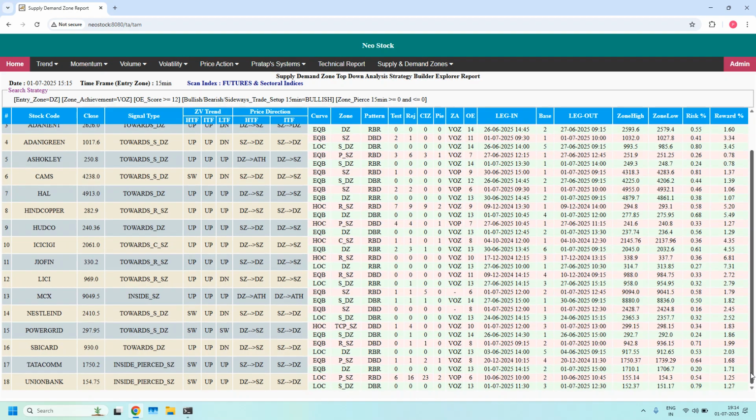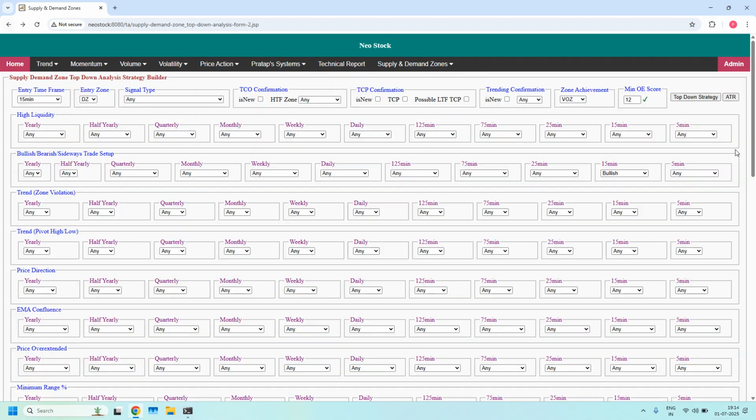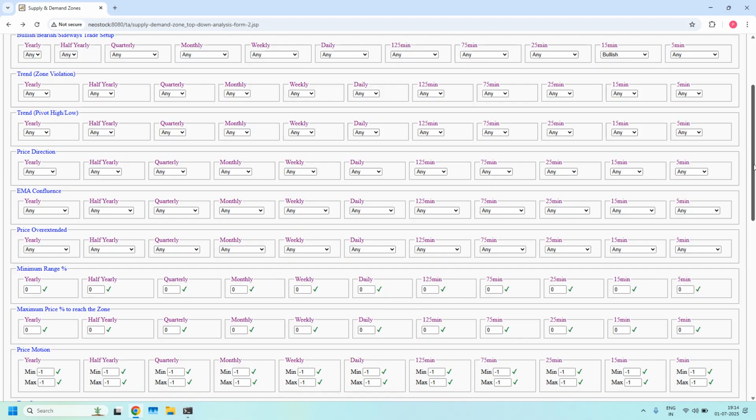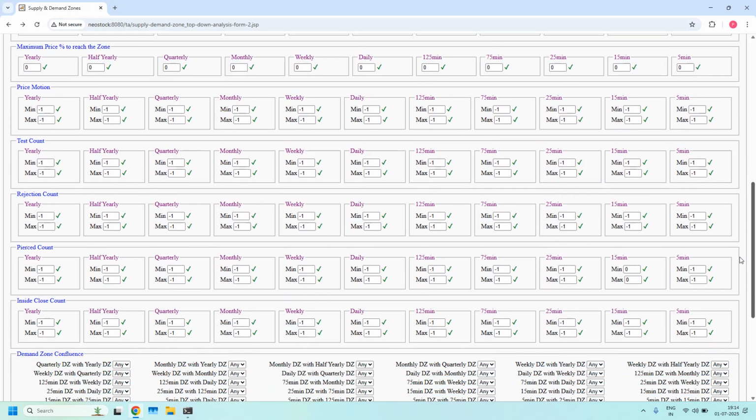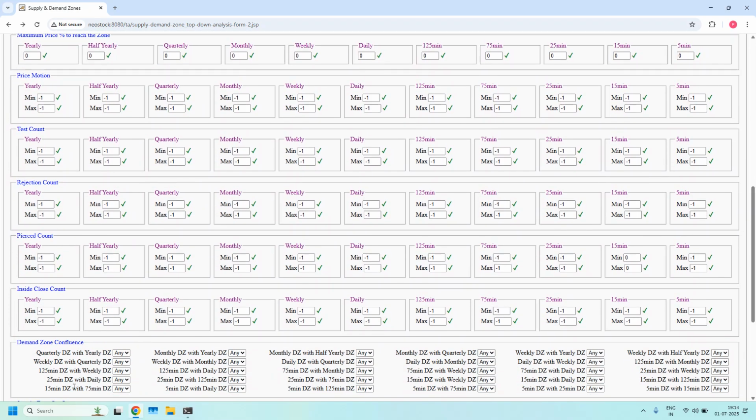Out of these 18 15 minutes demand zones, how many have a higher probability of success? That we will filter based on the zone confluence. First filter is LTF and ITF demand zone confluence, that is nothing but 15 minutes and 75 minutes demand zone confluence. So in the demand zone confluence, I am selecting the filter, 15 minutes demand zone with 75 minutes demand zone confluence.